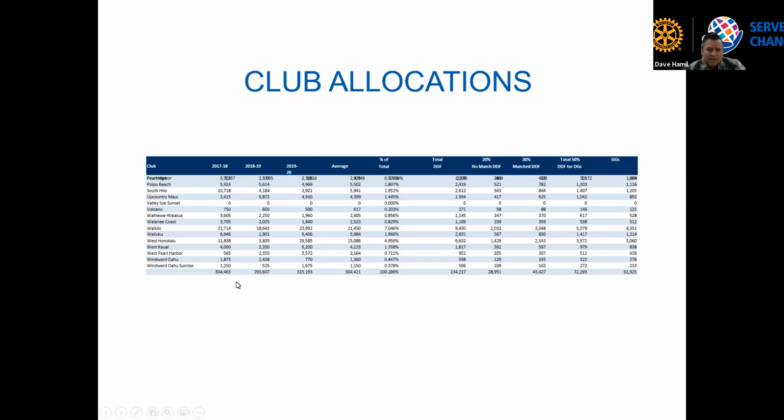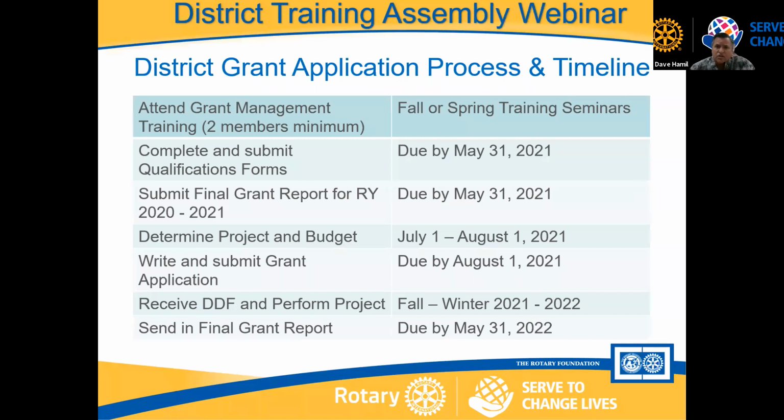What this does is show each individual club in the district, gives the period of time, the 3 years that I talked about in the average, the percentage of the total giving to the district, and what percentage your particular club is going to get. Then it shows the total DDF, how much is going to be allocated to no match, how much to match, and how much for global grants. We'll have some time at the end here if there are questions.